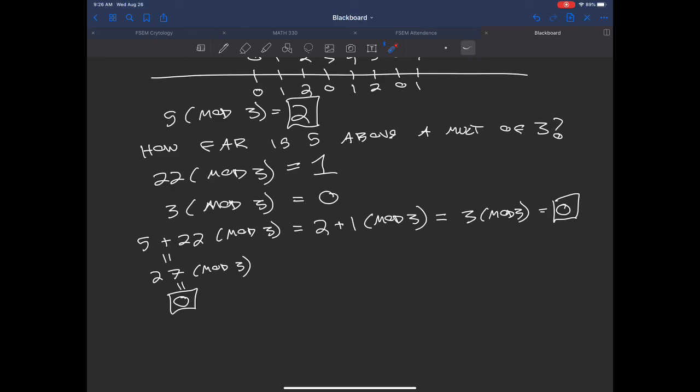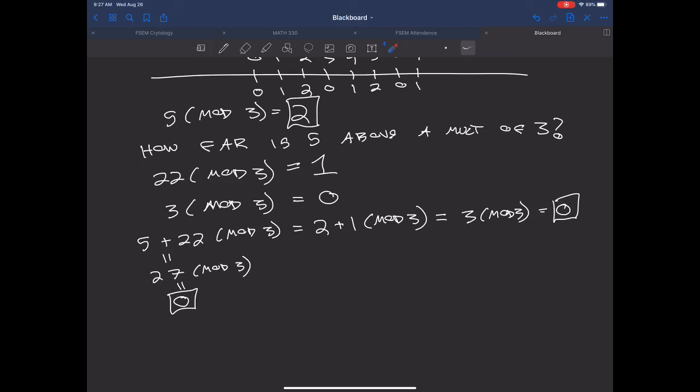So when you're doing addition, sometimes it's going to be a lot easier to take the various components of the addition and reduce them down to what they are, mod 3 or mod 5 or mod 26, whatever we happen to be using, and then do the addition, rather than trying to add possibly 2 big numbers together to get an even bigger number and then figure out how far away that is from a multiple of 3.